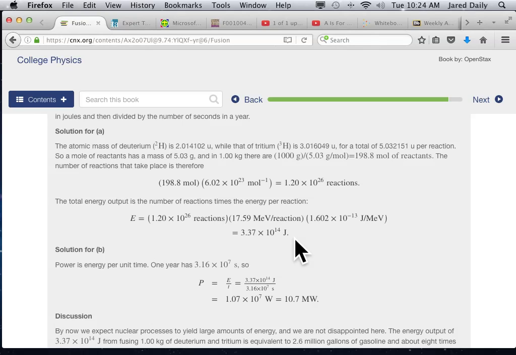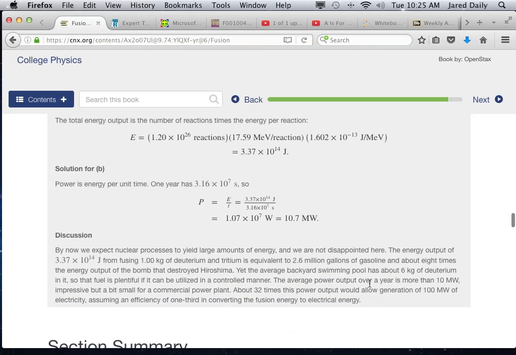So for 1 liter of water, essentially, you can think of it as 1 liter of water, this much hydrogen. Okay, a box full of liquid hydrogen, if you can make it liquid, which you can, would give you 3.37 times 10 to the 14 joules. The amount of power would be 10.7 megawatts. Okay. That's a lot of energy.